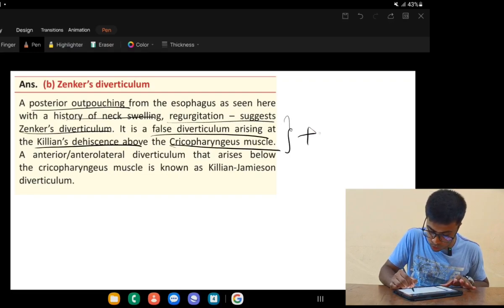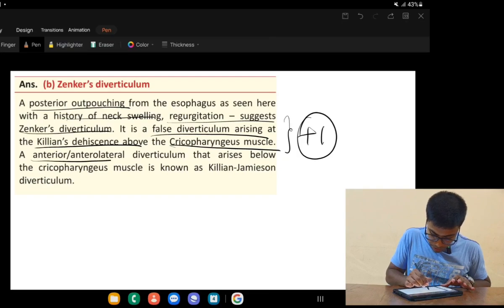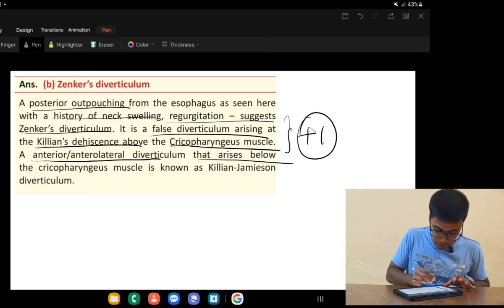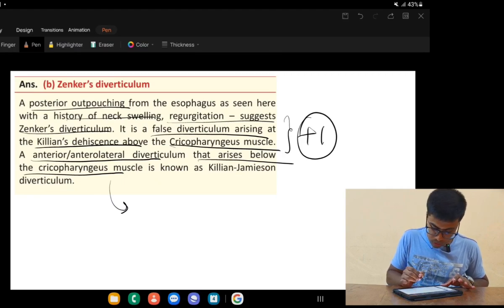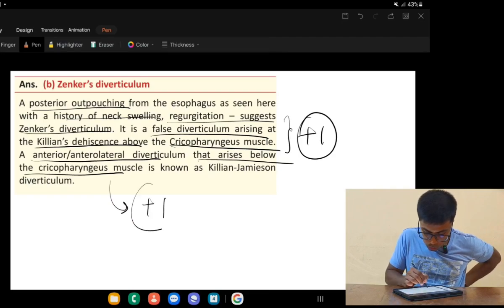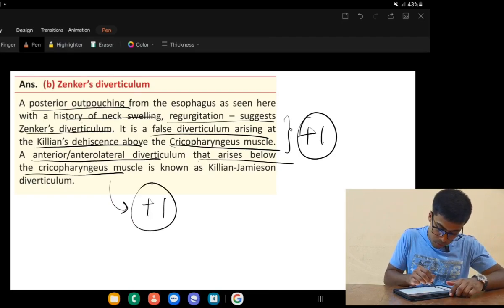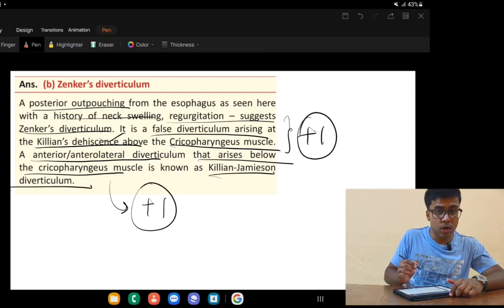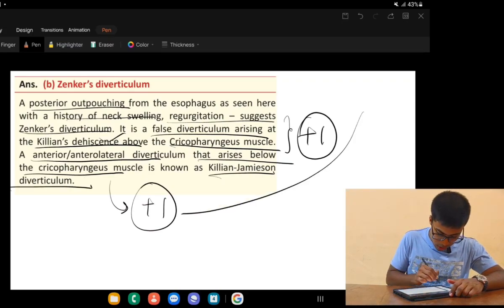And one more MCQ: an anterolateral diverticulum that arises below the cricopharyngeus muscle, below Killian's, is Killian-Jamieson. One more MCQ: posterolateral is when there is a posterior outpouching, it's Killian's dehiscence; when it is anterior, it's Killian-Jamieson's diverticulum. So the cricopharyngeal muscle is common. So 2 more MCQs are done.